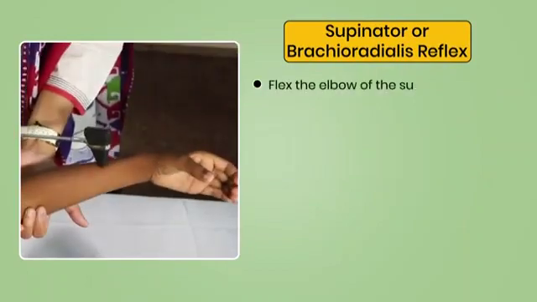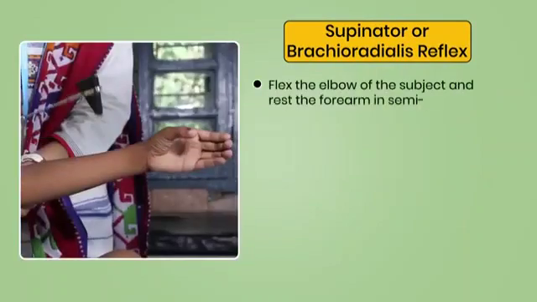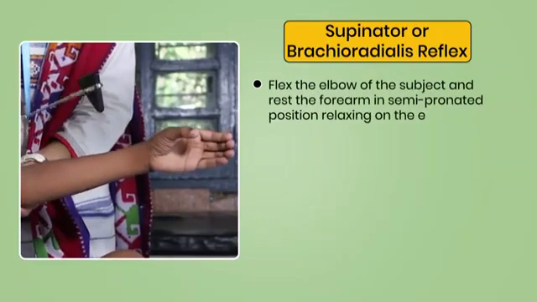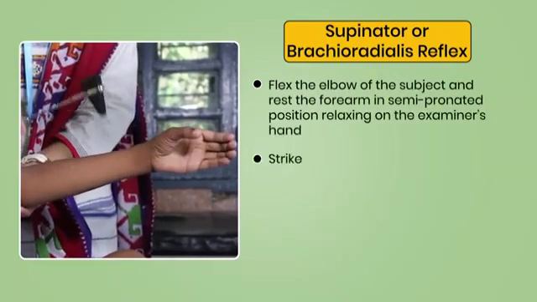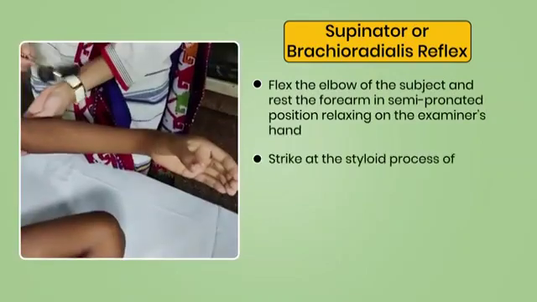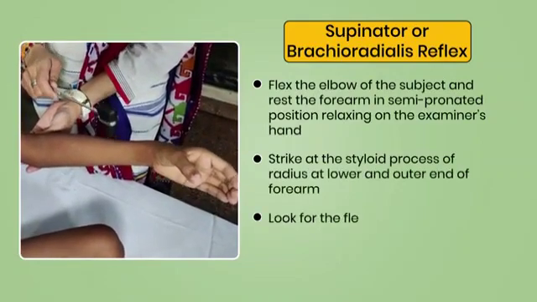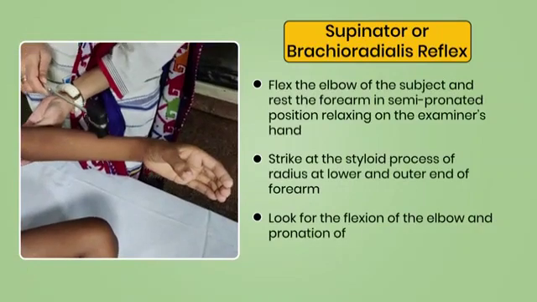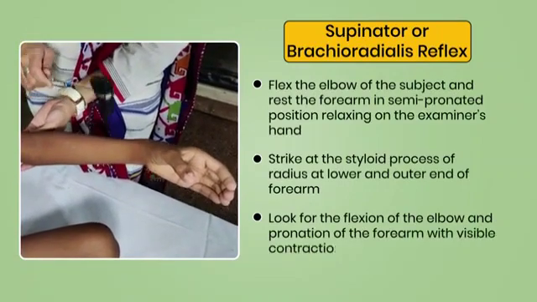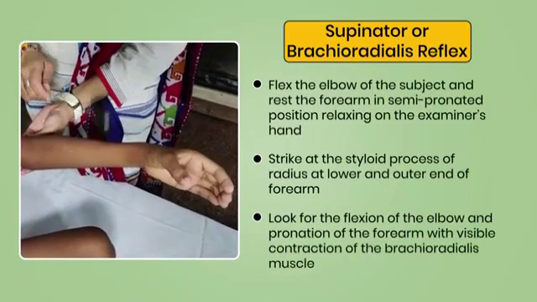Supinator or brachioradialis reflex. Flex the elbow of the subject and rest the forearm in semi-pronated position, relaxing on the examiner's hand. Strike at the styloid process of radius at lower and outer end of forearm. Look for the flexion of the elbow and pronation of the forearm with visible contraction of brachioradialis muscle.